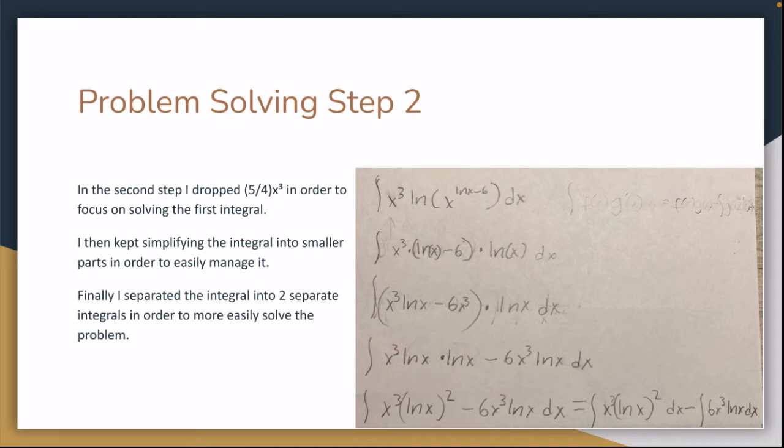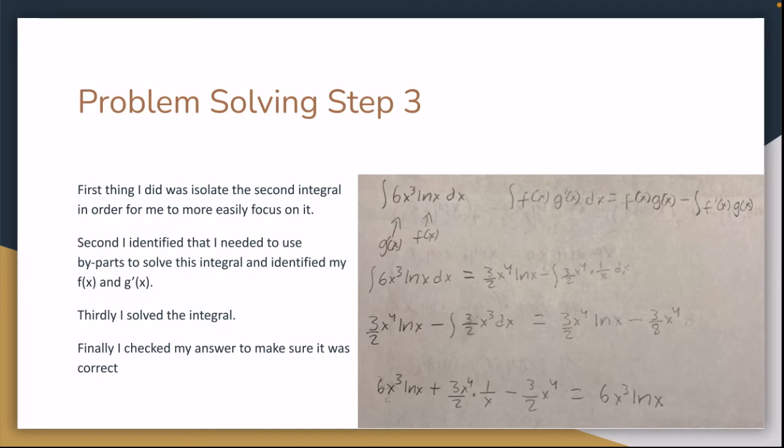First thing I do here is distribute x cubed in. So now I have parentheses x cubed times the natural log of x minus 6x cubed, parentheses, times natural log of x. And then I distribute the natural log of x in as well. This leaves me with x cubed times the natural log of x squared minus 6x cubed times the natural log of x dx. Then I separate these into two separate integrals to more easily solve it. So now I have the integral of x cubed times the natural log of x squared dx minus the integral of 6x cubed times the natural log of x dx.